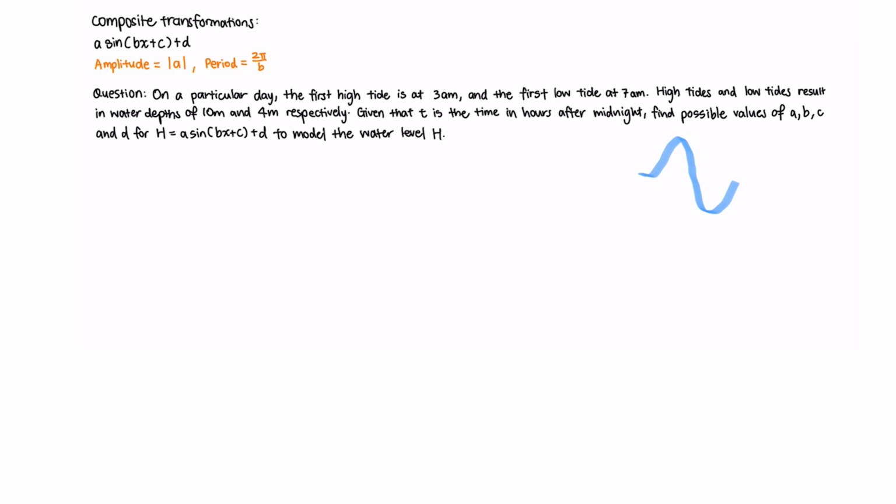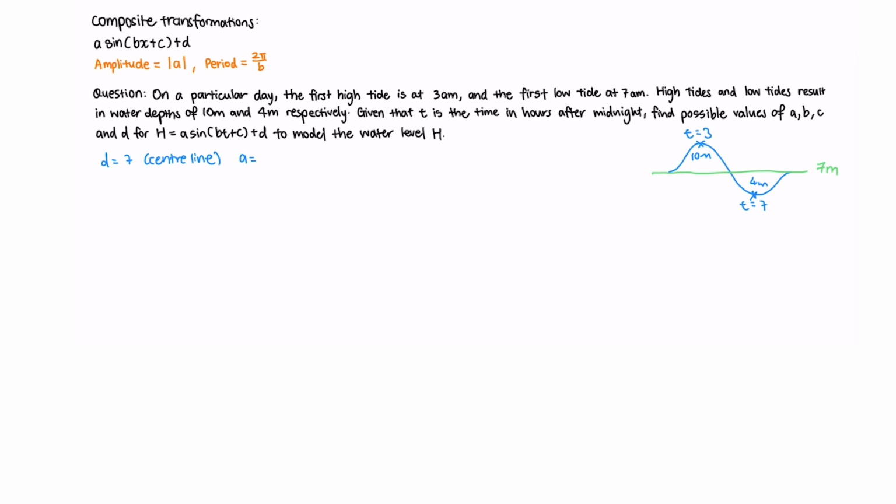Again, this is at 3 AM and we want this to be at 7 AM. Since T is the time in hours after midnight, this point is T equals 3 and T equals 7. We know that the height of this is at a water depth of 10 meters and this one is at 4 meters. So we can tell what the center line is, and in this case, the center line would just be 7 meters. Right, this line over here is at 7 meters. So we can instantly tell that D equals 7. D will be your center line at 7.